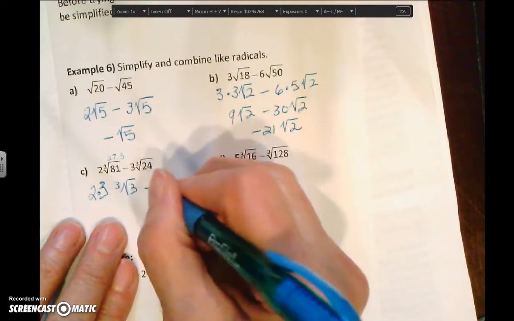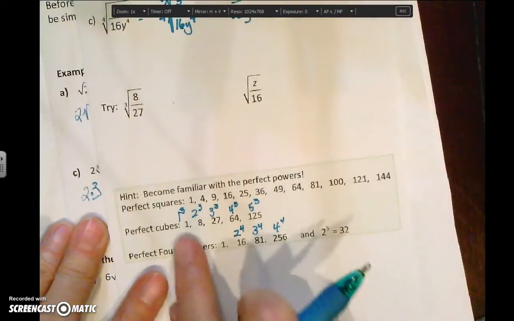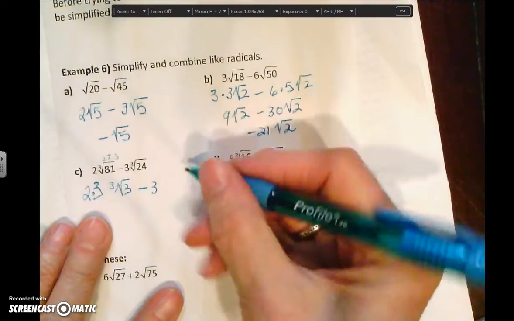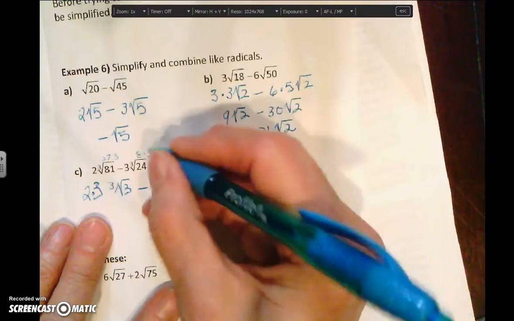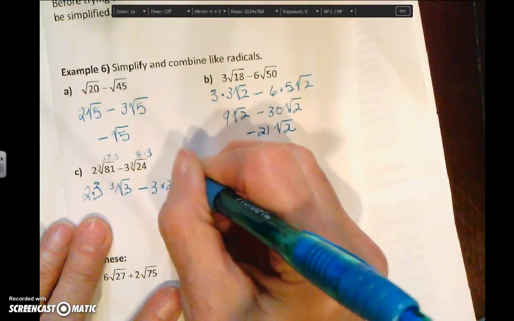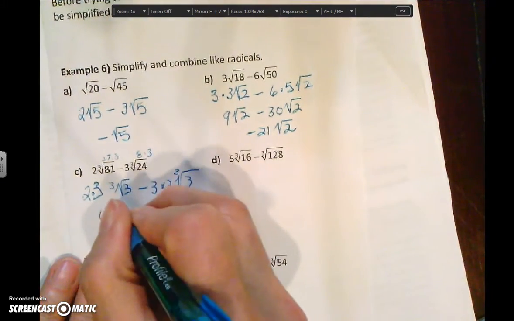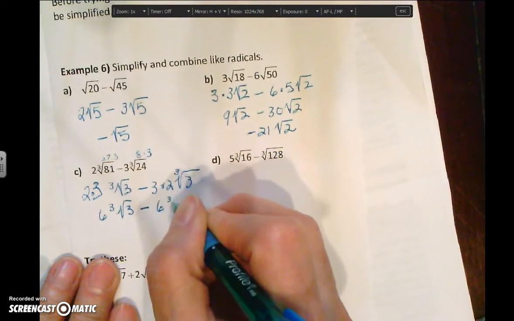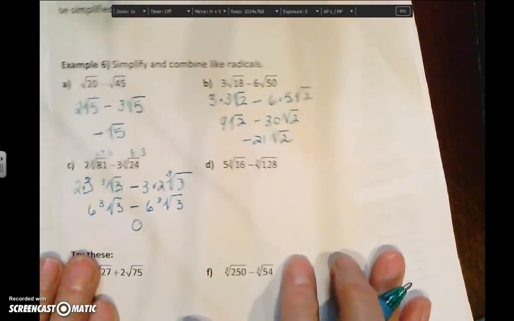Then I have minus 3. And then 24, when you look on your list, for 24, 8 goes into it. So 24 is going to be, I'll put it here, 8 times 3. So the cube root of 8 is 2, and then I have left the cube root of 3. So then that is 6 cube root of 3 minus 6 cube root of 3, and that is actually a 0.